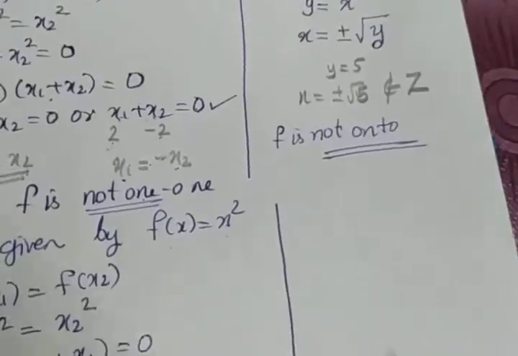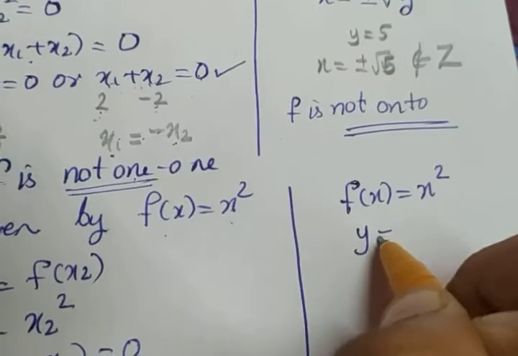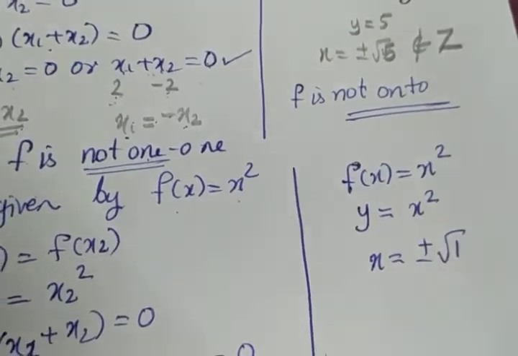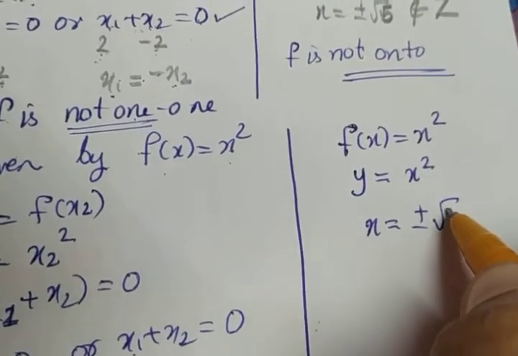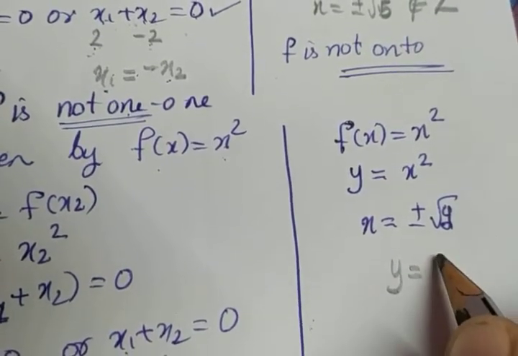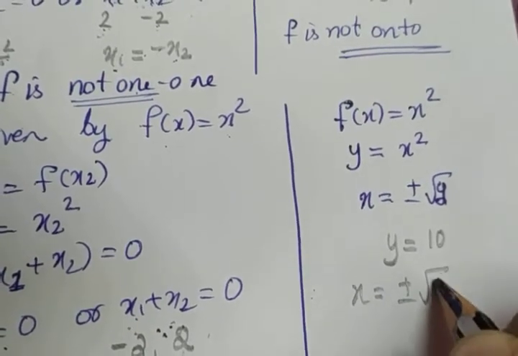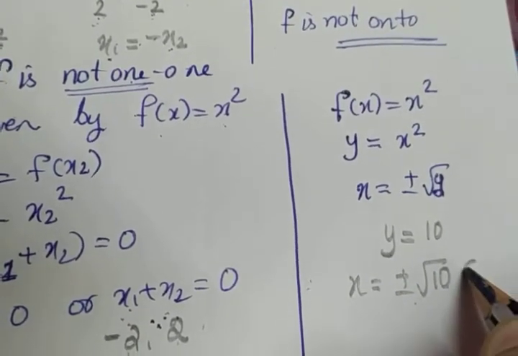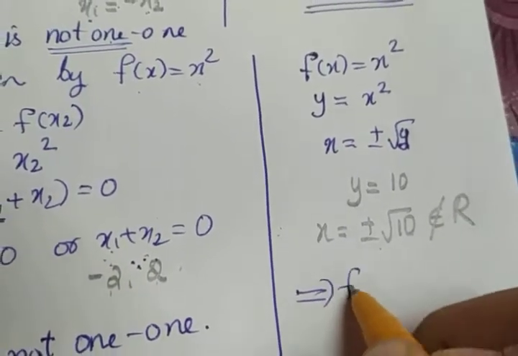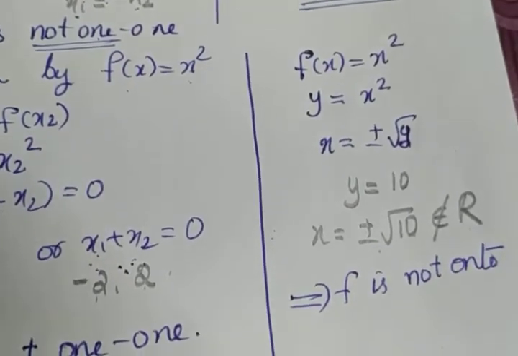What about the surjectivity? Same case, we will take f of x equal to x square, replace it by y is equal to x square, therefore x is equal to plus or minus root of y. Same is the case, isn't it? Suppose I am taking the value of y as 10. So what we get is x is equal to plus or minus root of 10. Root of 10 is not an element of real numbers. Okay, so what does it imply? f is not onto. That is, f is not surjective.